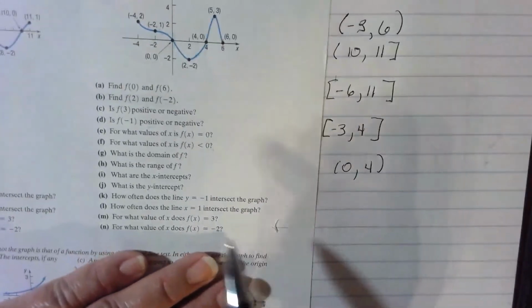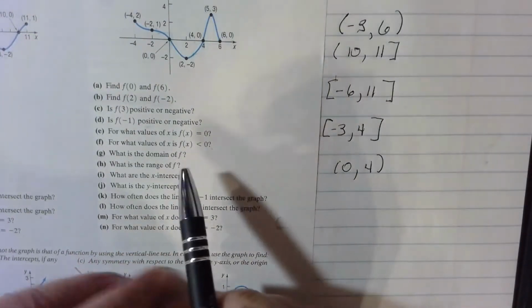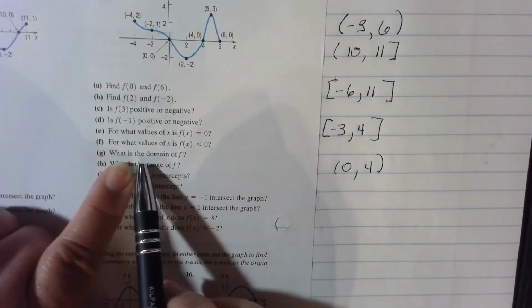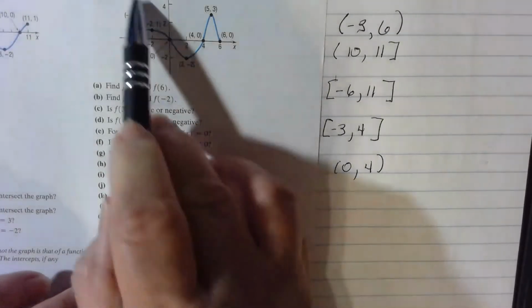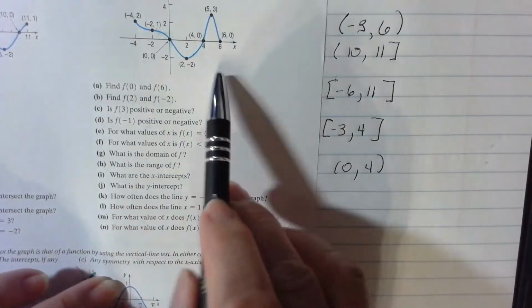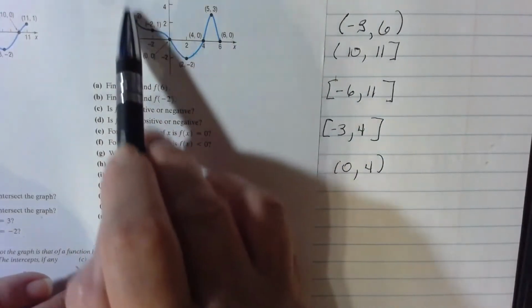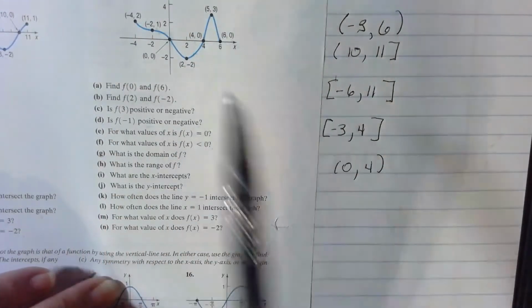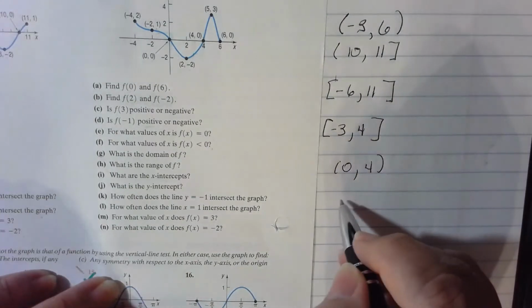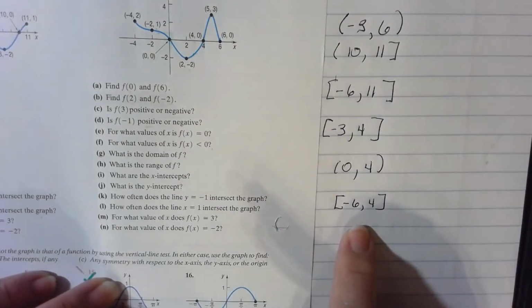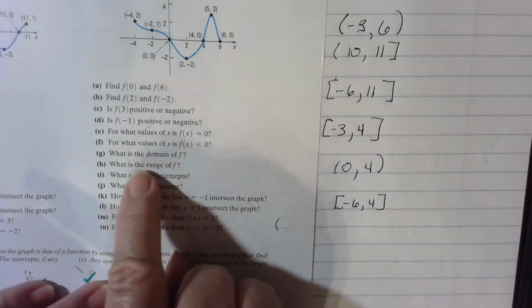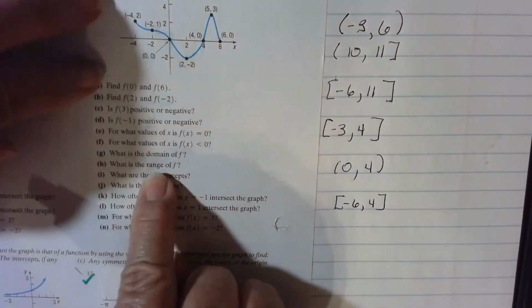Alright, where are we? What is the domain? That means, what are your x values? They go from negative 4 up to 6 and includes both of those. So that would look like negative 4 to 6. What is the range? That means, what are your y values?